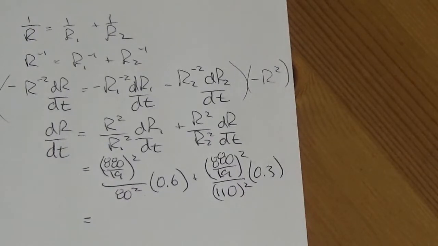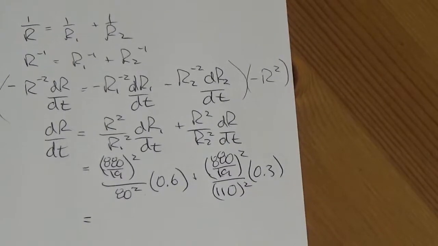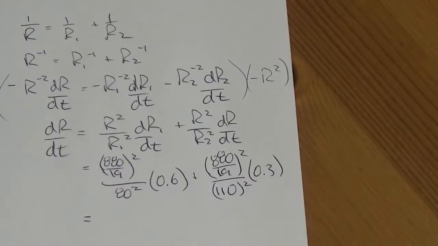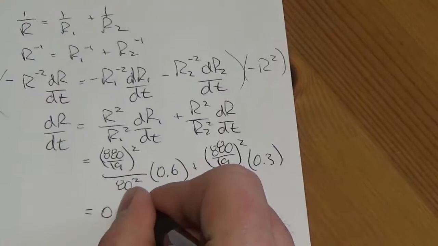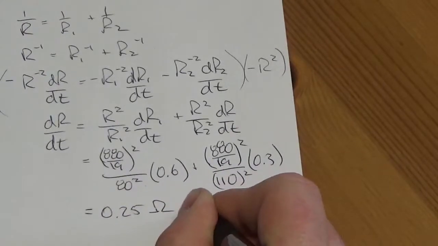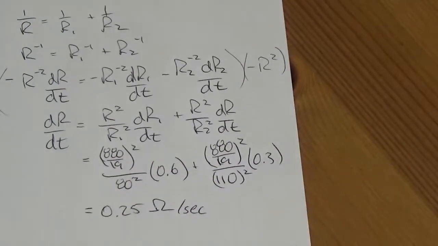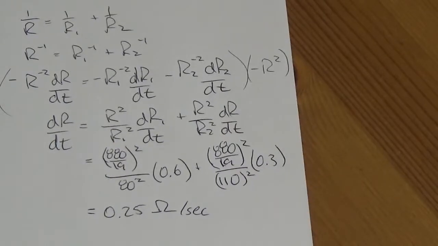So on my calculator, I will just enter that expression in. And I get that dR by dt is going to be 0.25 ohms per second when you evaluate all of that together. So that's how fast the total resistance is changing.